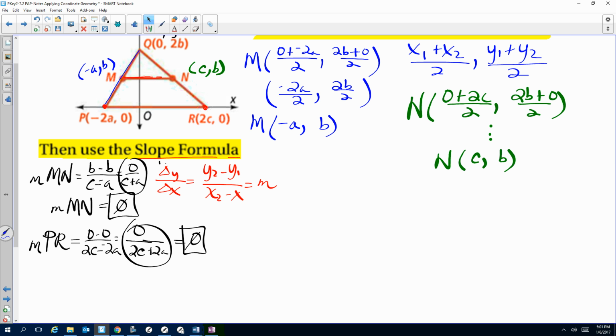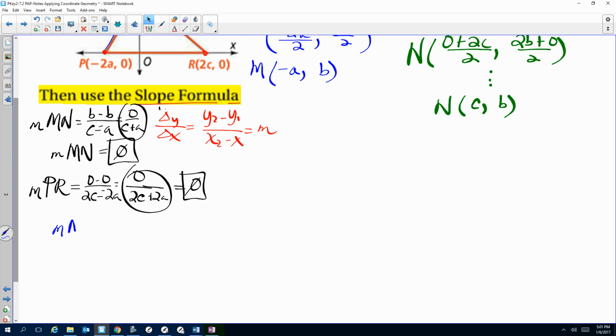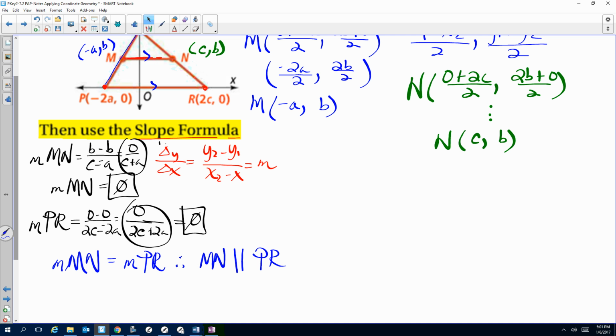The slope of MN equals the slope of PR. Therefore, segment MN is parallel to PR. If they have the same slope, then they are parallel. So I'm going to go ahead and add my arrows now to show, because I proved it.